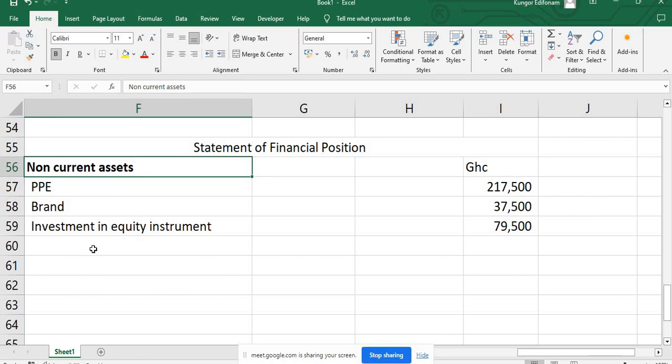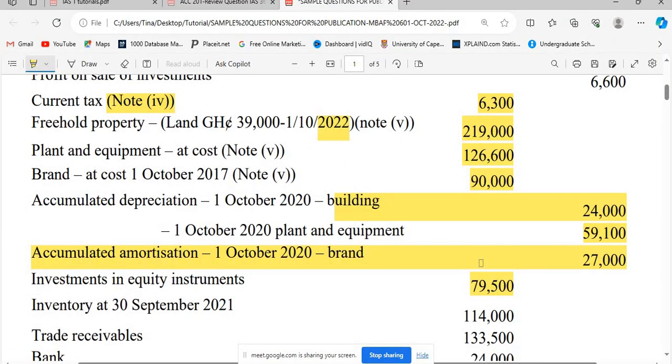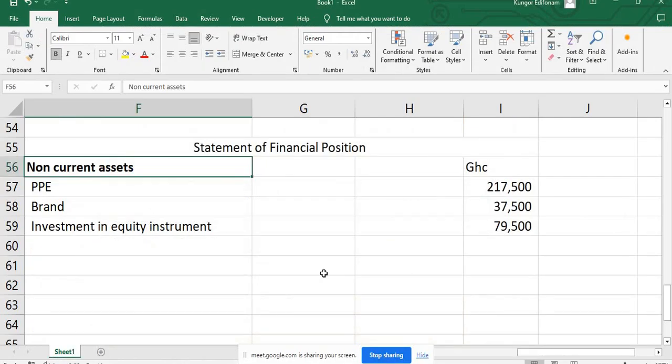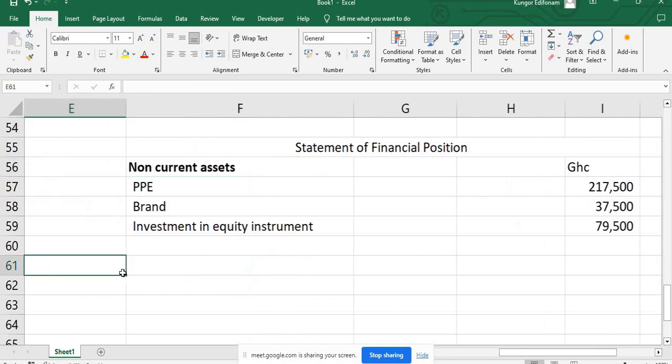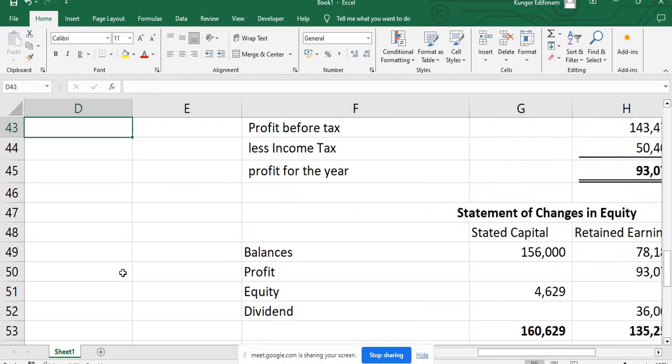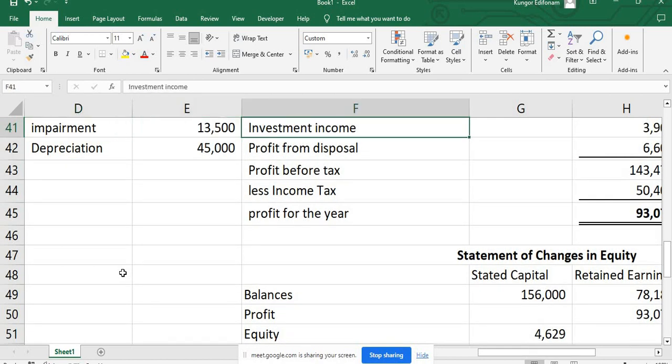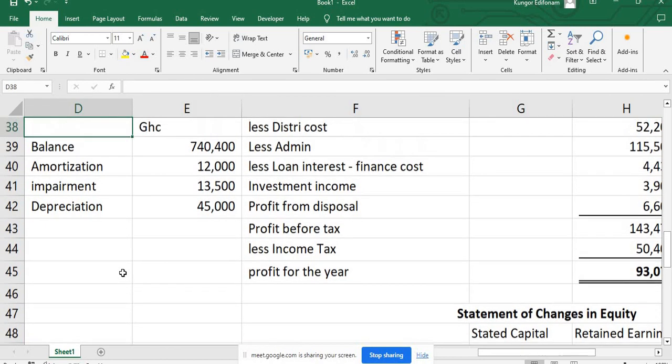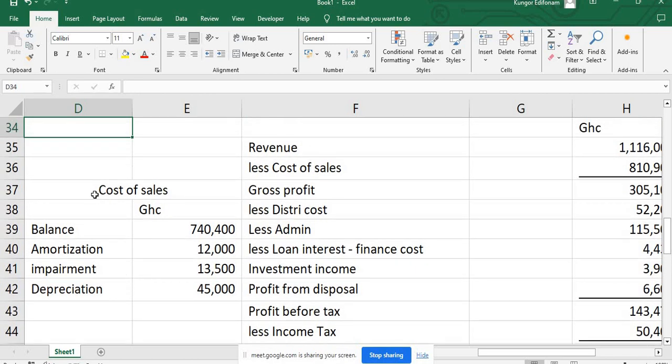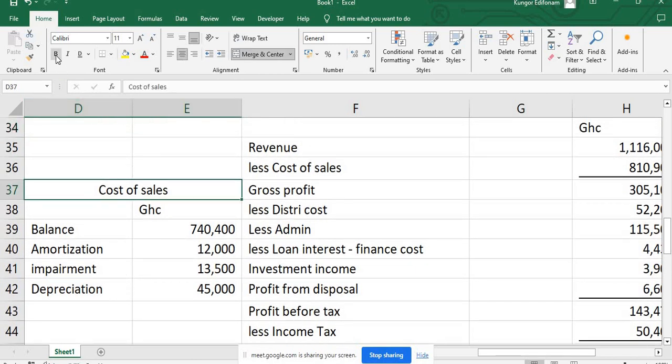Then one thing, please, with the depreciation that we worked on for the PPE, will it not reflect at the P&L? That's the profit or loss, right? Yes. Remember, we were told we should add it to cost of sales. So let me take us back to that side. We added it here. This is our cost of sales, and we were told to add it to cost of sales.